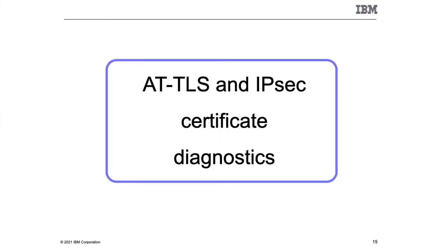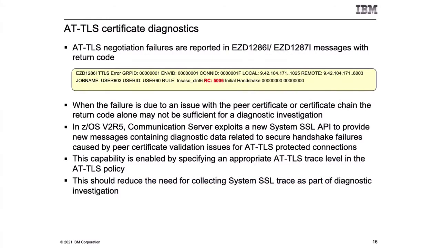Continuing in a similar vein, V2R5 also introduced ATTLS and IPsec certificate diagnostics. We'll look at ATTLS first. ATTLS negotiation failures are reported with EZD-1286I and EZD-1287I messages. You see an example of the 1286 message, and there's quite a bit of useful information there as far as helping you identify the actual connection involved. And very importantly, in red, you see a return code. You can look up that return code to help you understand why the negotiation failed.